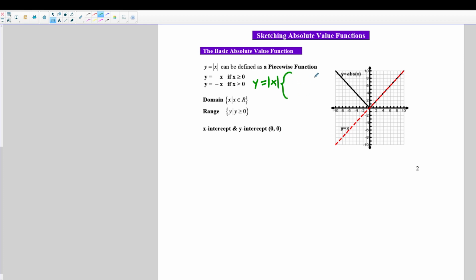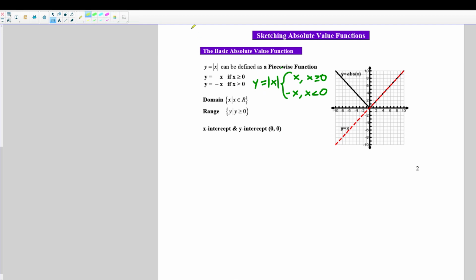So I'm going to use my curly braces there. We can say that the absolute value of x is equal to just positive x if x is greater than or equal to 0, and it's equal to negative x if x is less than 0. So that's basically the same thing here. This is just the big piece that we typically write out.